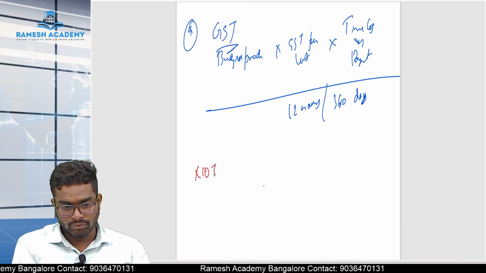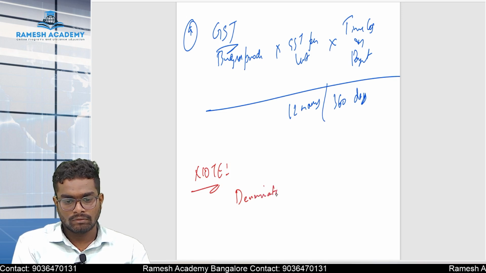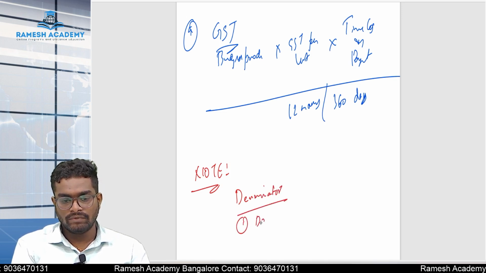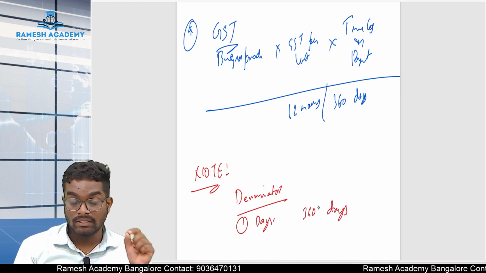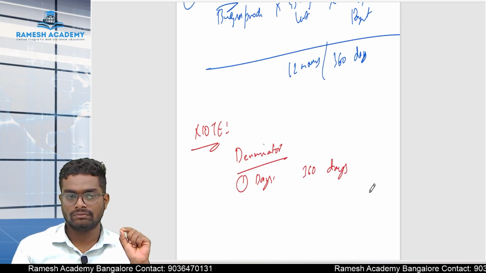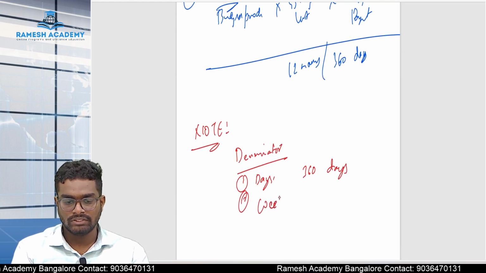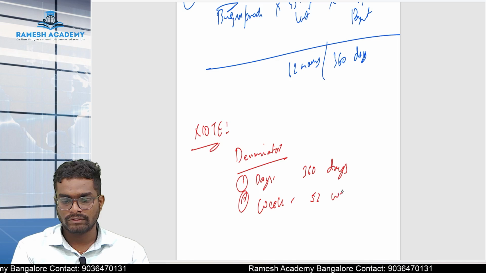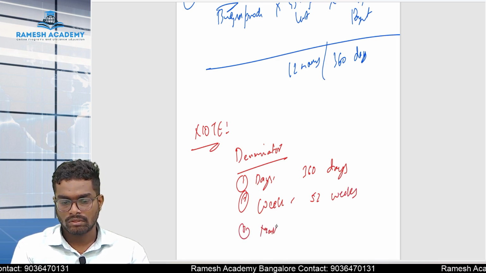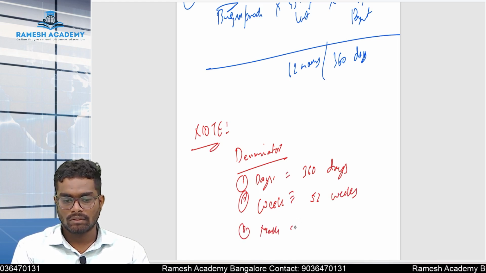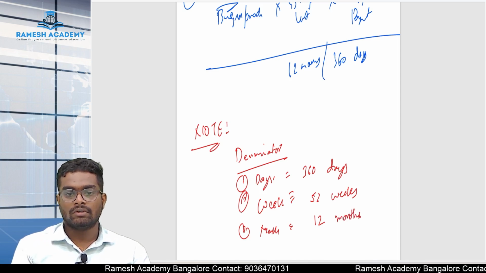So I'll write a note for the denominator. So if it is days, take 360 days. So I am telling all this if it is not given in the question. So the assumption is that if it is not given in the question, days, take 360; if it is weeks, take 52 weeks. If it is months, obviously I have to take 12 months. Okay.